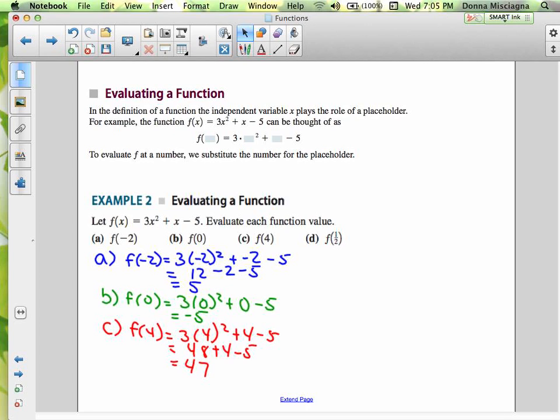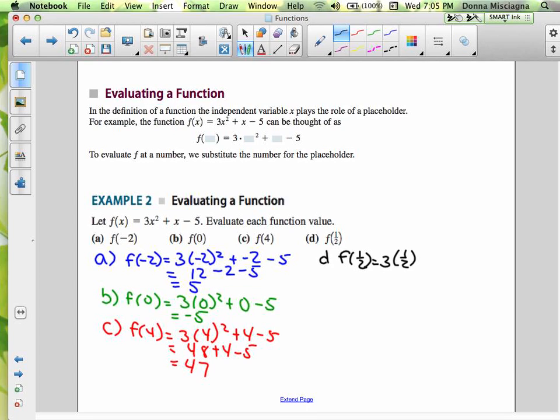And then the last one, f of 1/2 equals 3 times 1/2 squared plus 1/2 minus 5. We're going to have to get some common denominators here. 1/2 squared is 1/4. Right, you square the 1, you square the 2. 3 times 1/4 is 3/4. 1/2 is the same as 2/4. And 5 is the same as 20/4, right? Because 5 times 4 is 20. So that's going to give us 3/4 plus 2/4, that's 5/4. Minus 20/4 will be negative 15/4.